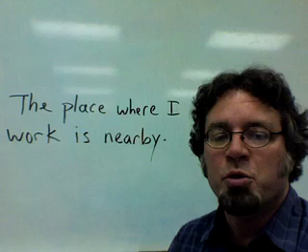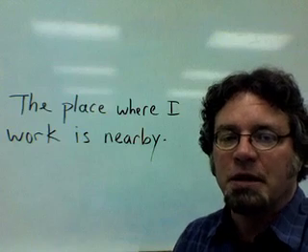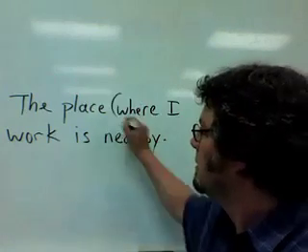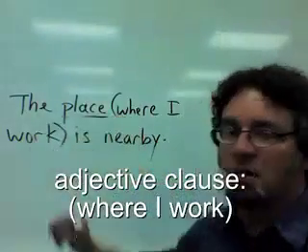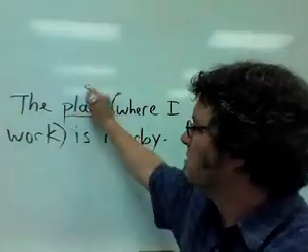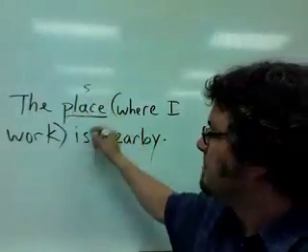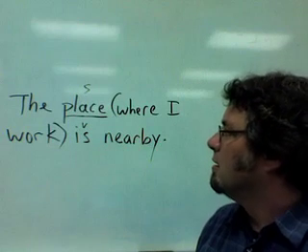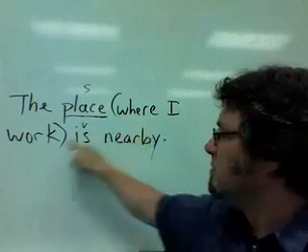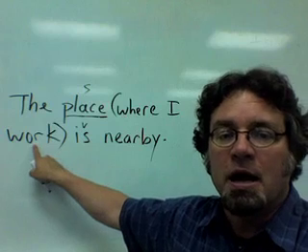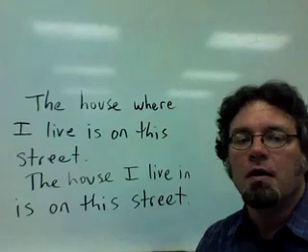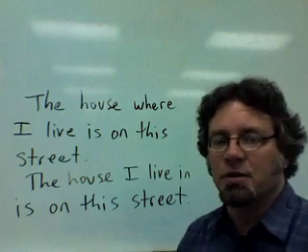You could also put the adjective clause in the middle of the sentence and say, the place where I work is nearby. Here's the adjective clause that describes the noun place. This is the subject in the sentence. The verb that matches the subject is here. So you could say the place is nearby, but this additional information in the form of an adjective clause describes the place.